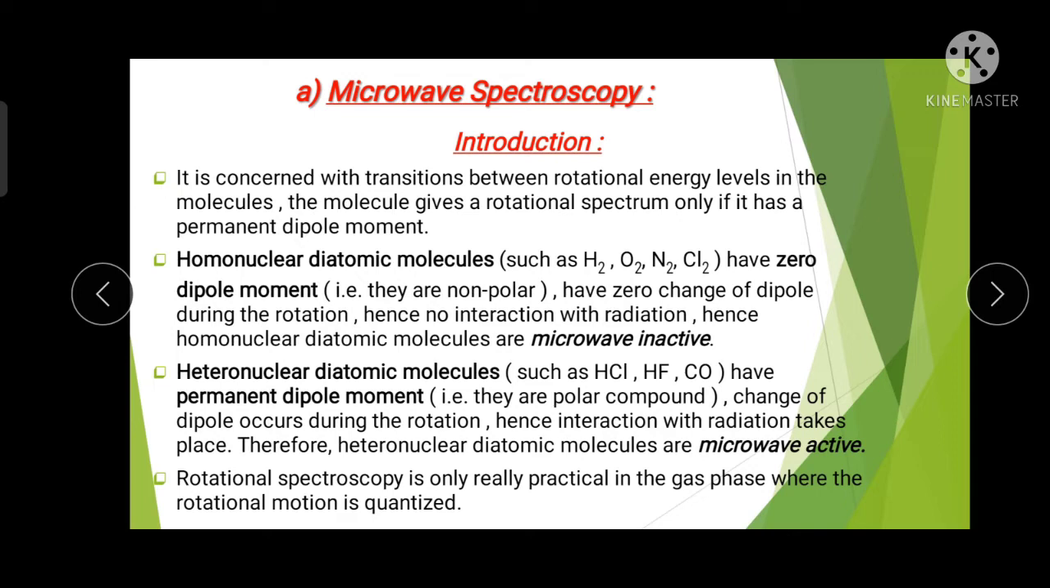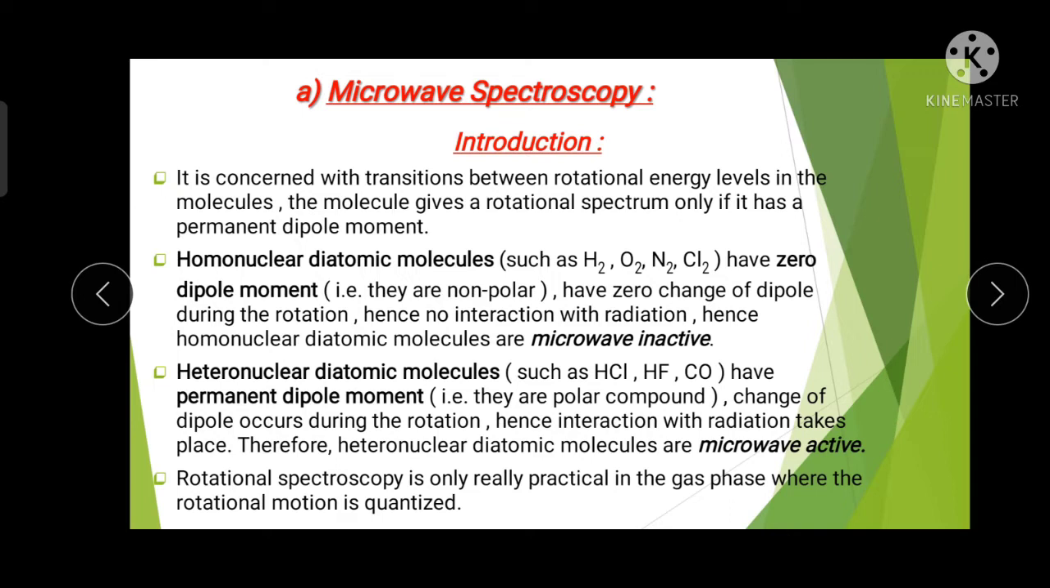How can we decide whether a molecule has a dipole moment or not? If we place a particular molecule in the presence of an external field, there is a polarization phenomenon, that is, a separation of positive and negative charges in that molecule. If this happens, then the molecule is a polar molecule. If this does not happen, then the molecule is a non-polar molecule, like H2, O2, N2, Cl2.